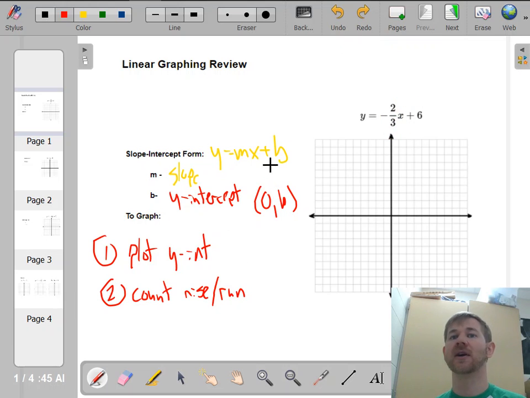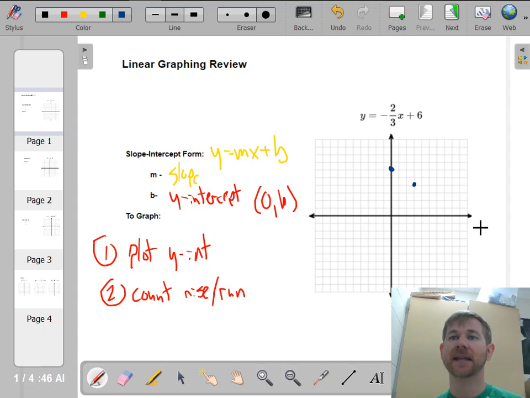So I'm going to start at 0, comma b, which in this problem is 6. 0, 6 is 1, 2, 3, 4, 5, 6, right there. So there's my first point. Now I'm going to use the slope. It is negative, so I'm going to go down as I read left to right. And if the slope is 2/3, I'm going to first go down 2, that's my rise, down 2, over 3. 1, 2, 3, that's right there.